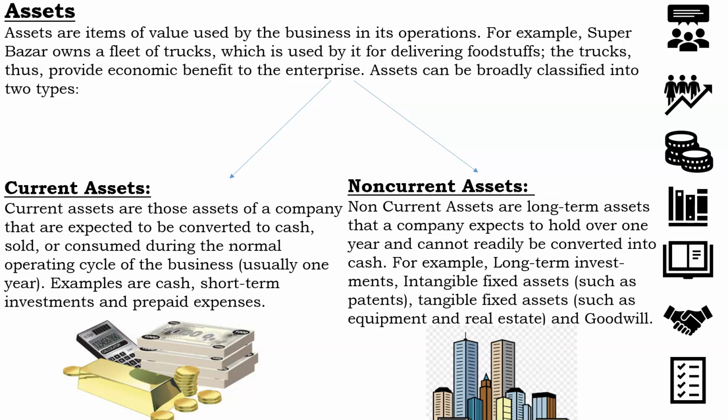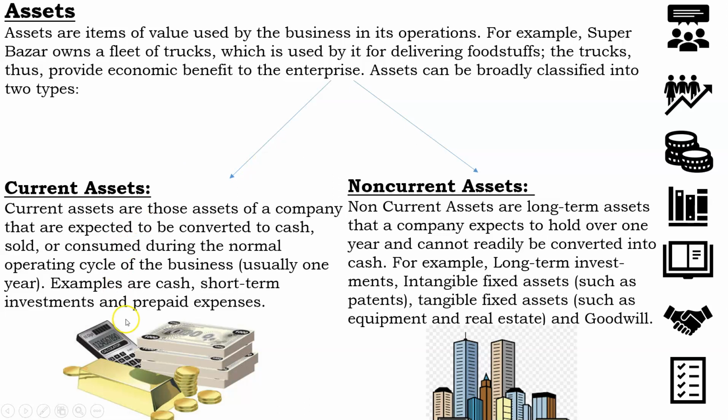So it is an asset for the company. Why? Because it is helping to deliver or provide economic benefit to the enterprise, and also being used for operations of the business. Now, assets can be categorized into two types. First, there is current asset, and then there is non-current assets.